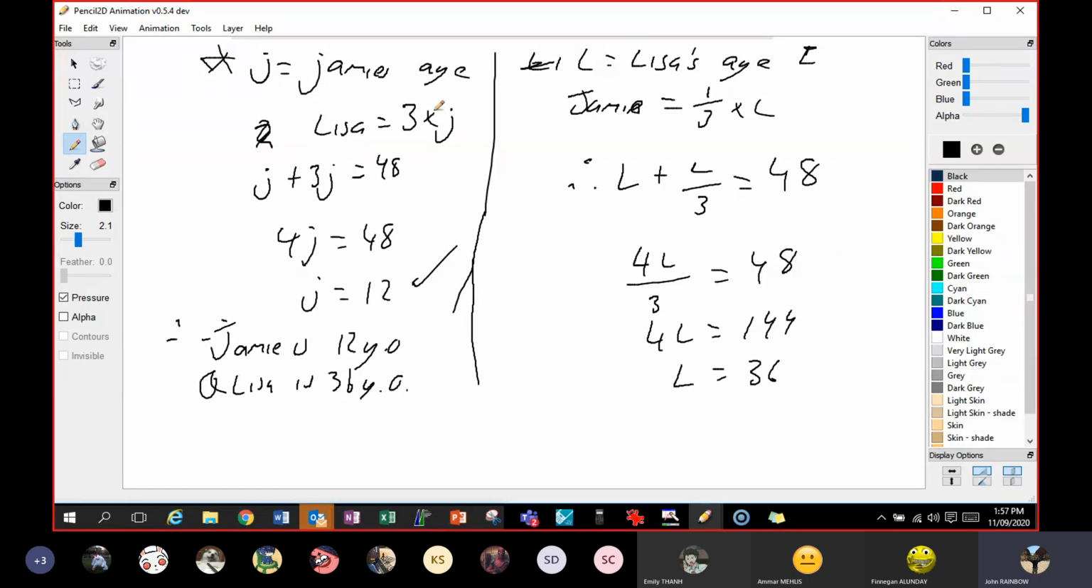Personally, I'll try and use the younger age and then use the multiple, because otherwise if you start dealing with fractions, it does get a bit trickier. You still can get there, but it gets a bit harder.